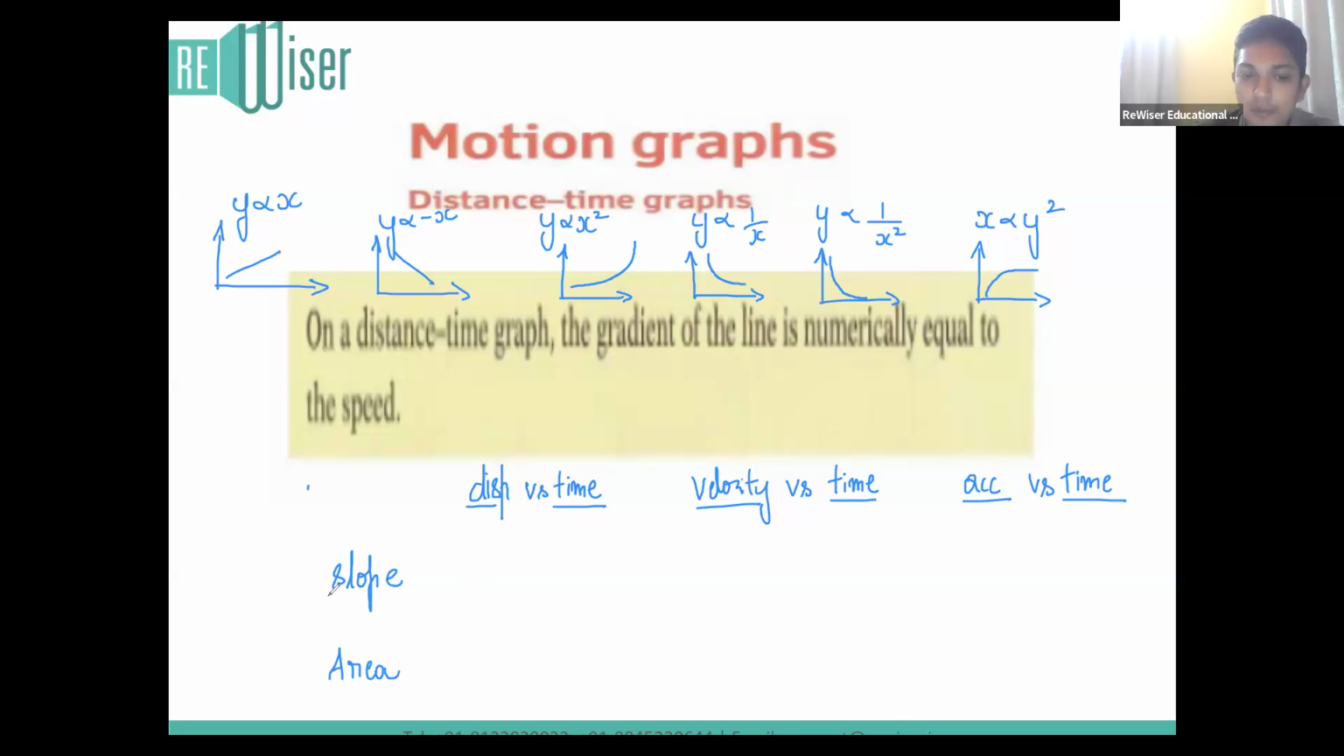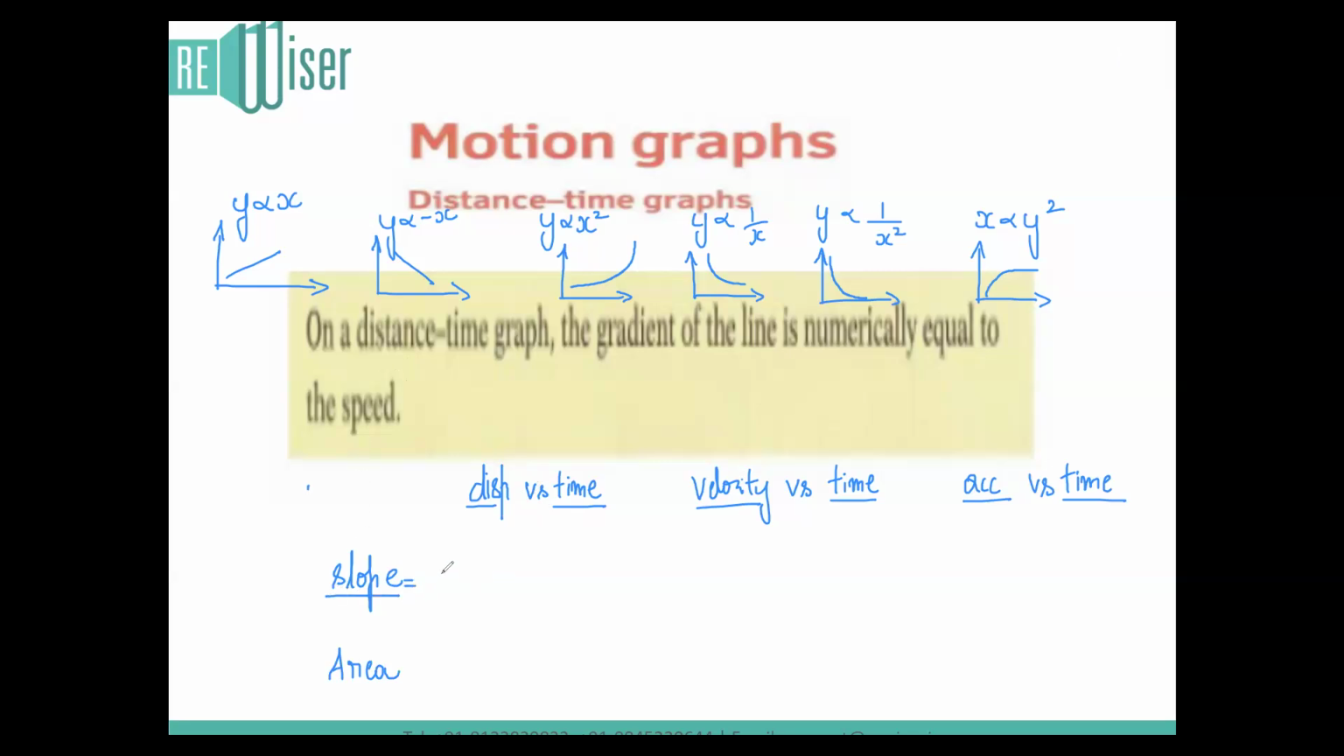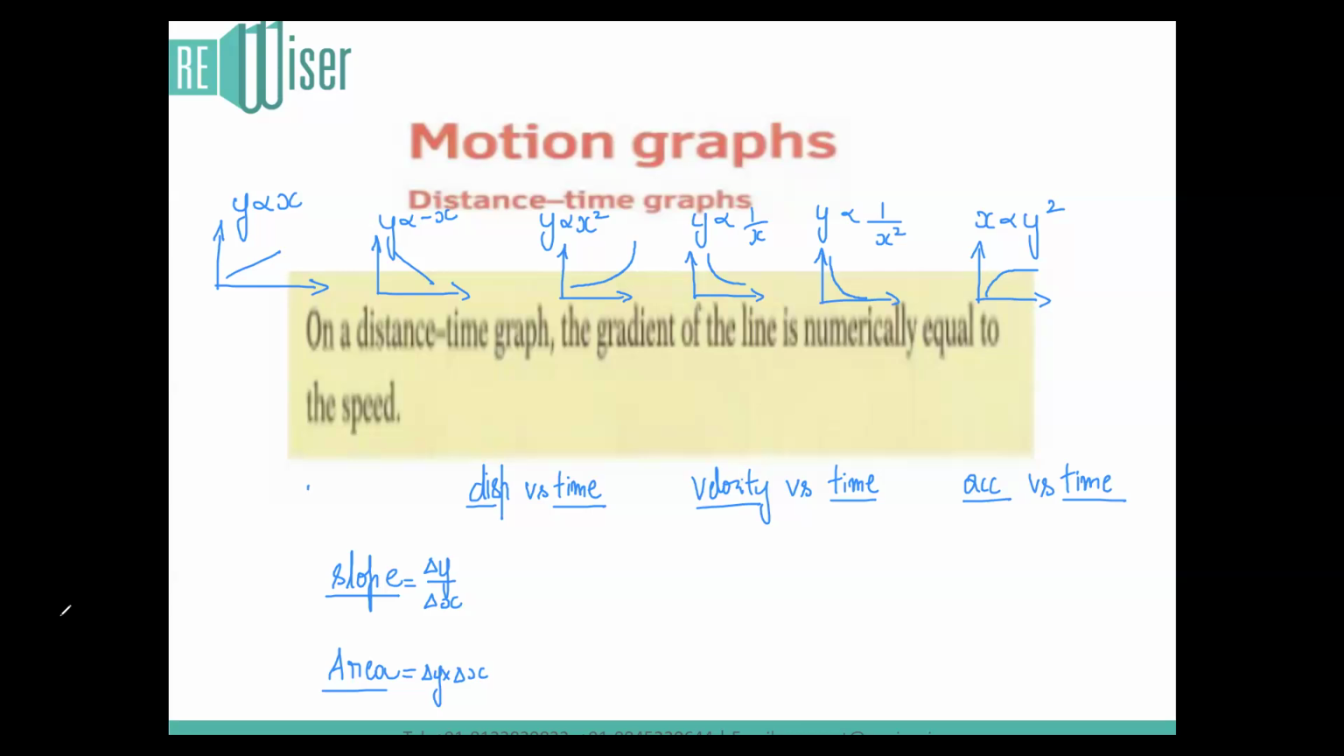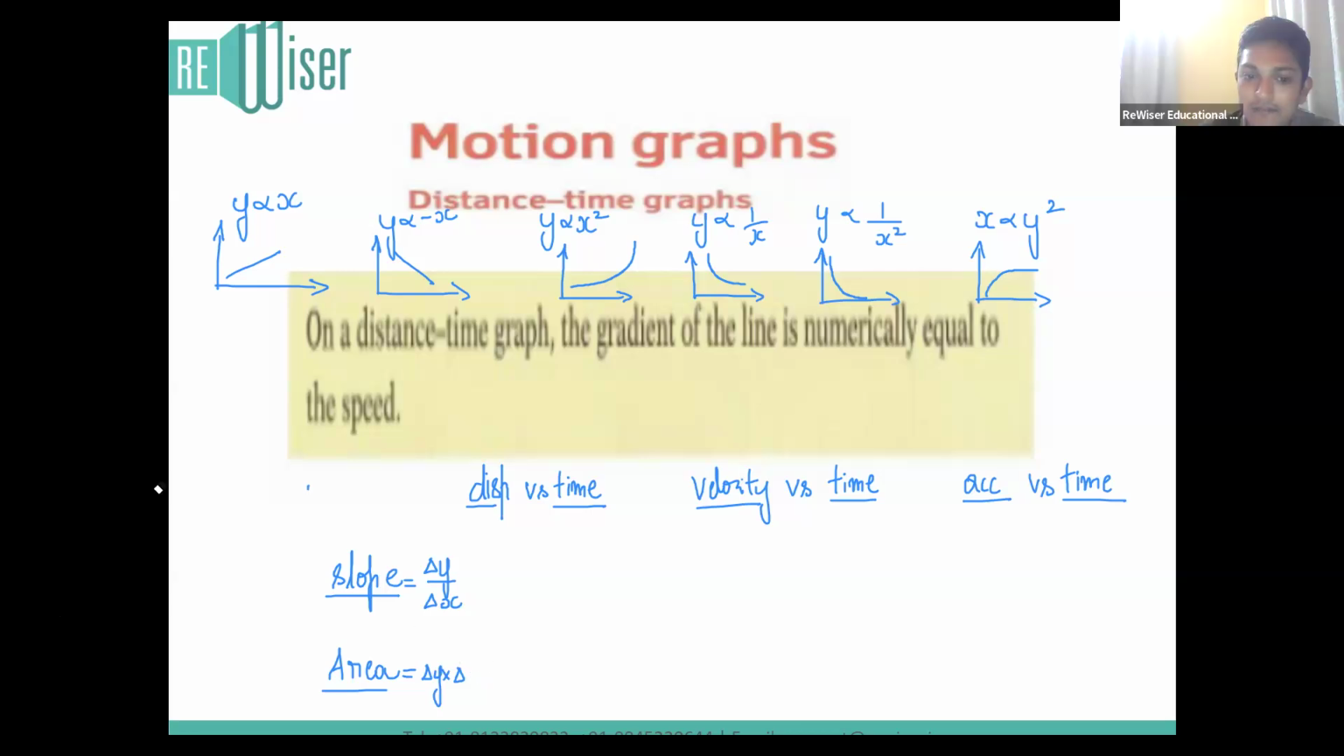Now, what is meant by slope? Can you tell me that? The gradient of the graph, or can I say it is the ratio between change in y quantity by change in x quantity? Yes. Then area is just change in y quantity into change in x quantity. Okay. Multiplication instead of division. Is that correct? Yes, that is right.